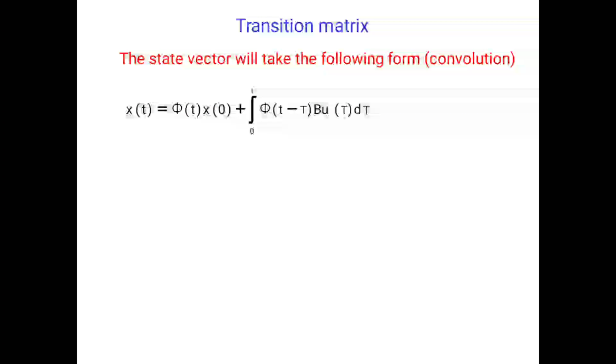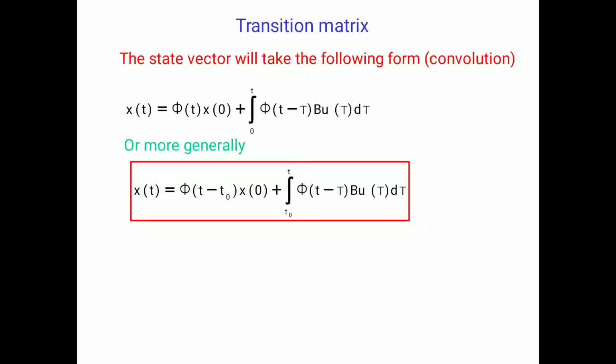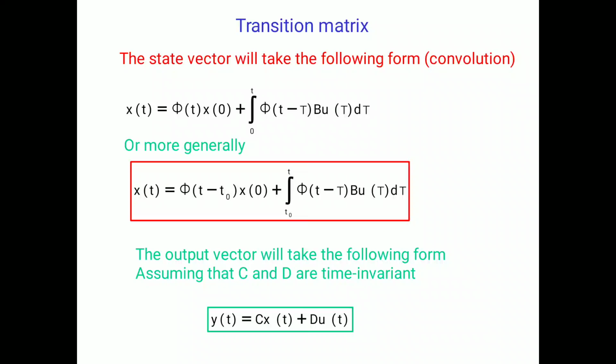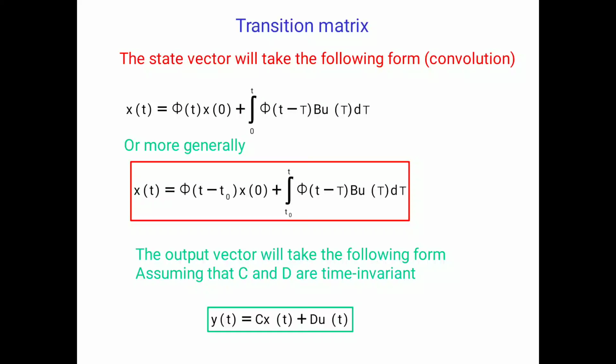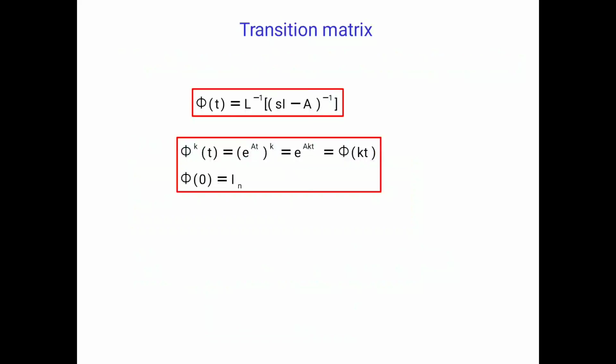There are some properties of the state transition matrix. The state vector will take the following form for the convolution: phi of t into x of 0 plus the integration from 0 to t of phi of (t minus tau) B into u of tau d tau. So this is the convolution. The output vector will take the following form, assuming that C and D are time invariant. So y of t is equal to C into x plus D into u. This is the output equation.